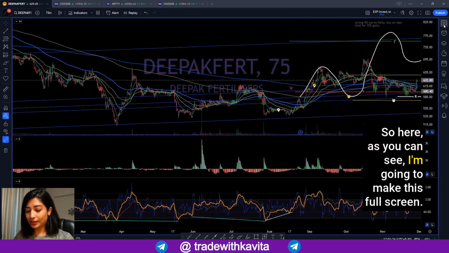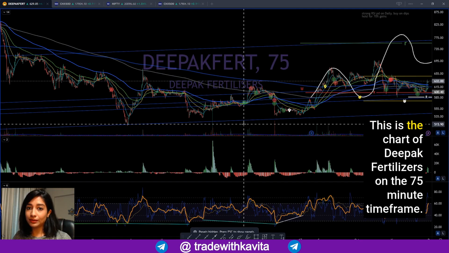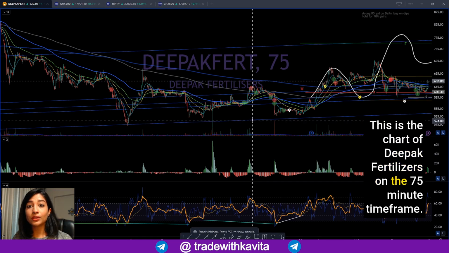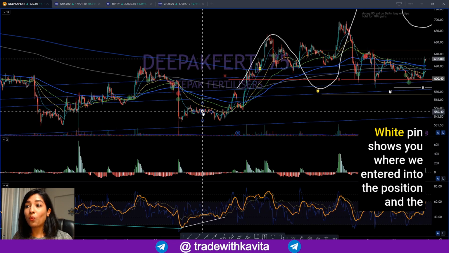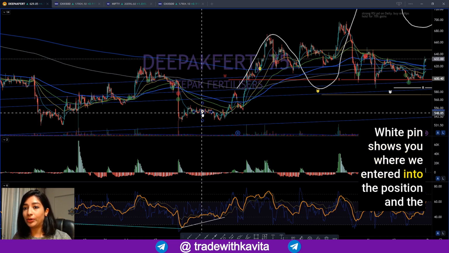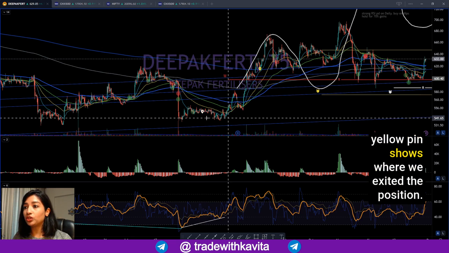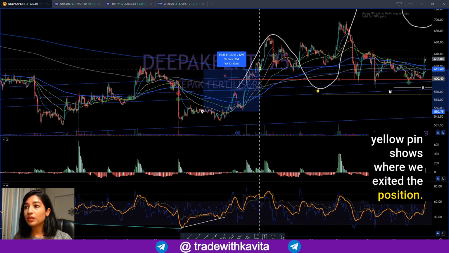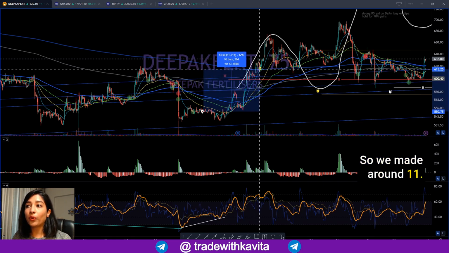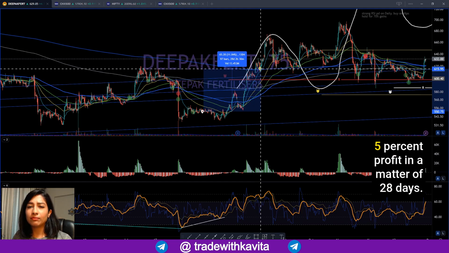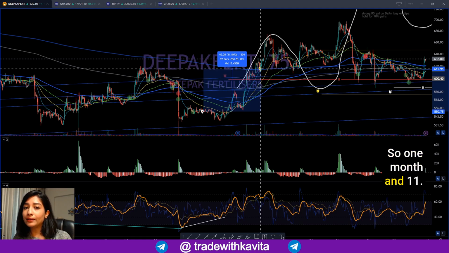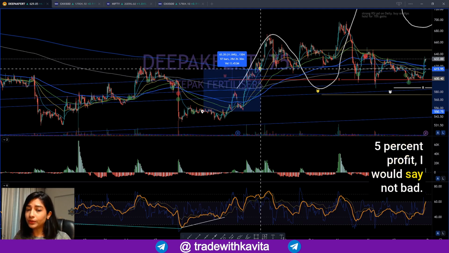So here, as you can see, I'm going to make this full screen. This is the chart of Deepak Fertilizers on the 75-minute time frame. The white pin shows you where we entered into the position, and the yellow pin shows where we exited the position. So we made around 11.7%, or to round it off, say 11.5% profit in a matter of 28 days. So one month and 11.5% profit, I would say not bad.